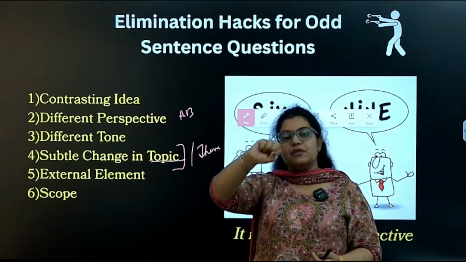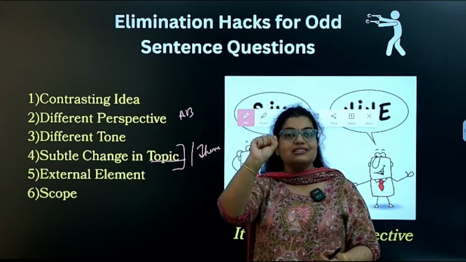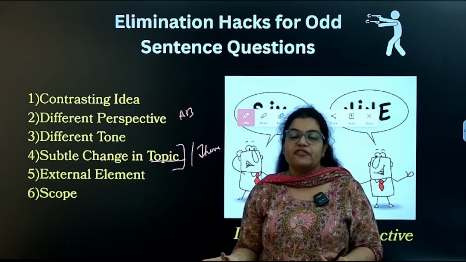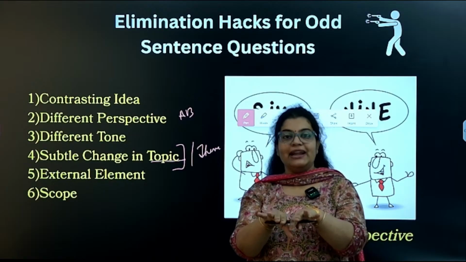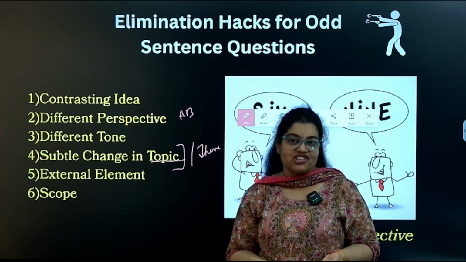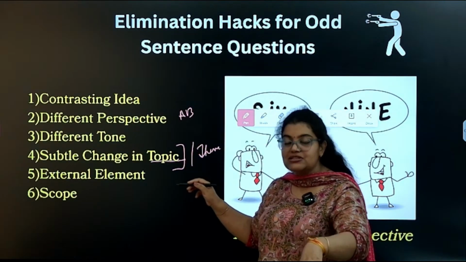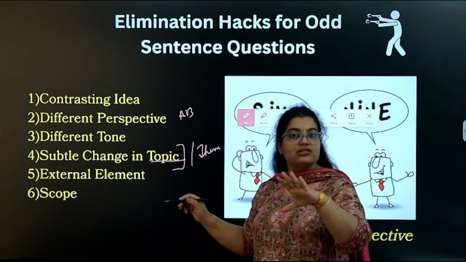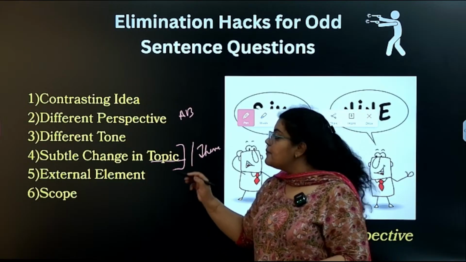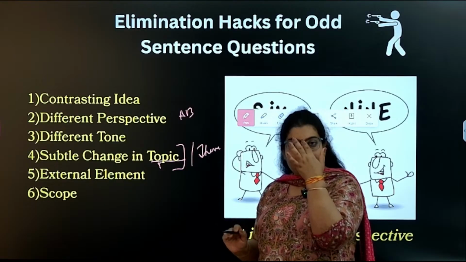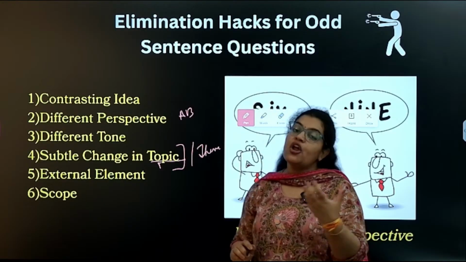The question set may be such that the majority of the sentences are picked from the first paragraph, and then the odd one out is picked from the fifth paragraph. It looks blended because it is part of the same passage after all. But that is what you need to figure out. The keywords will look the same, the subjects will look the same, everything will look the same, but there will be a subtle change in topic, and that subtle change in topic will make the sentence an odd one out.